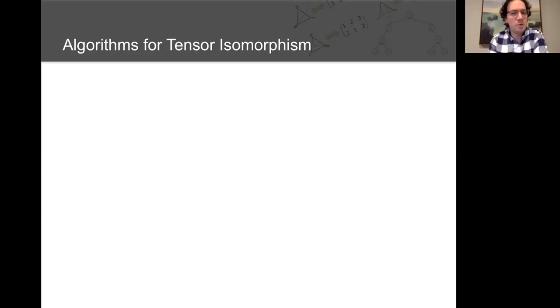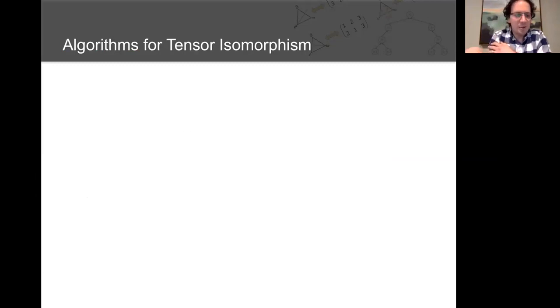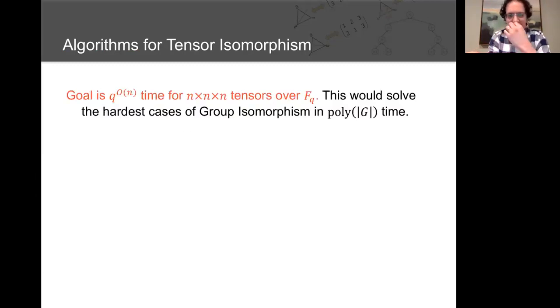Okay, so in my last few minutes, I want to come back to algorithms for tensor isomorphism and for looking at small subtensors. So unlike graphs, when you wanted to look at 3-node subgraphs, testing if 2 3-node subgraphs are isomorphic to one another so I can count them, that's easy. For tensors, it's not even clear that that's easy, right? And so this is our first question.